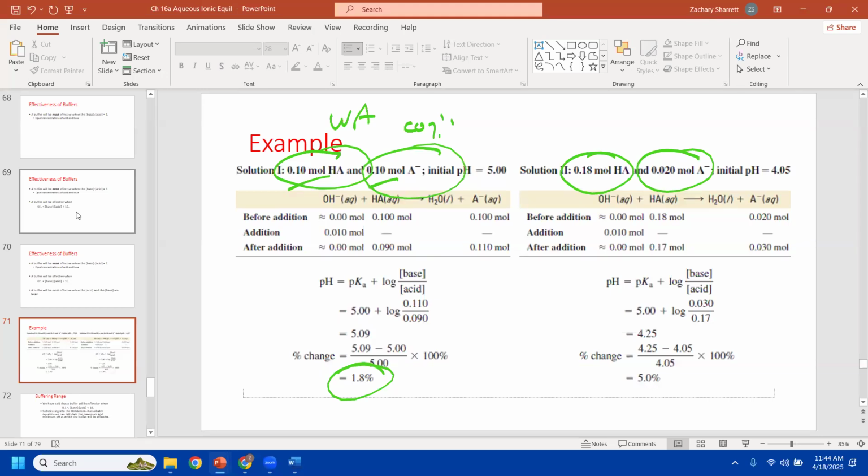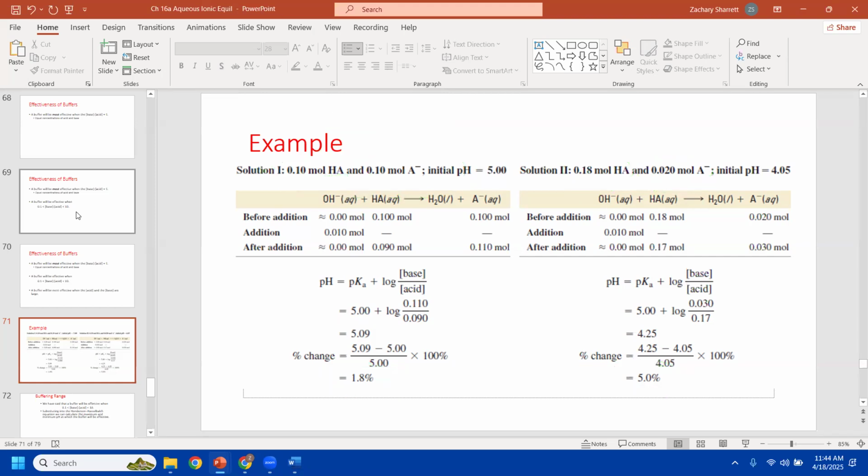But notice that when we add something, the pH changed by 5%. Because those ratios were pretty far apart in the beginning, it does not help stabilize the pH as much. Having the concentrations closer together will always cause the pH change to be more minimal. Does that make sense? That's just the way you have to think of it.